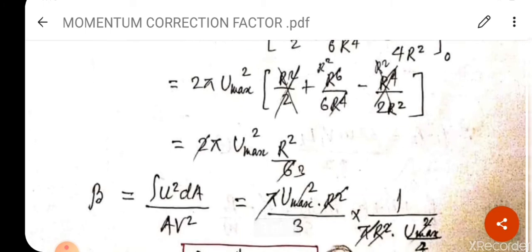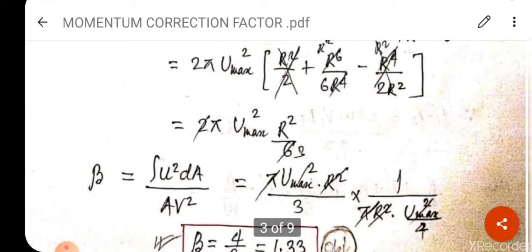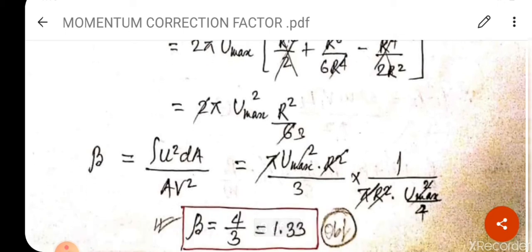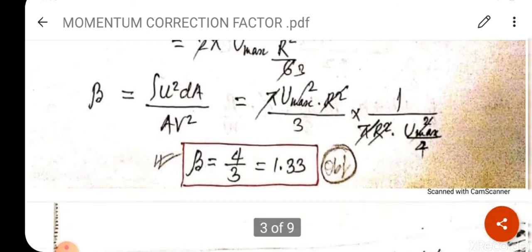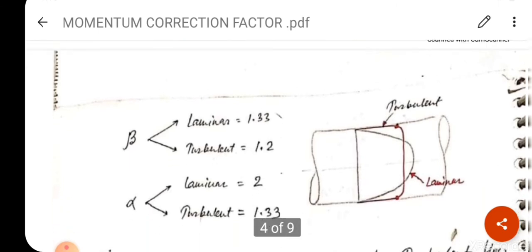Clear. And V square is nothing but, A is pi r square, and V is u max by 2, so squaring, u max square upon 4. So we will get the answer as final momentum correction factor, that is beta is 4 by 3, that is equal to 1.33. Directly objective questions are asked from this answer, from this solution.